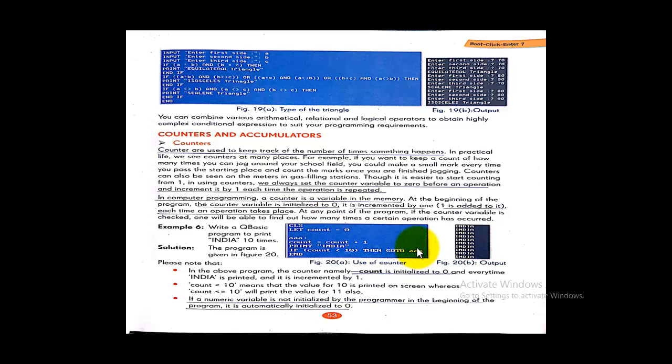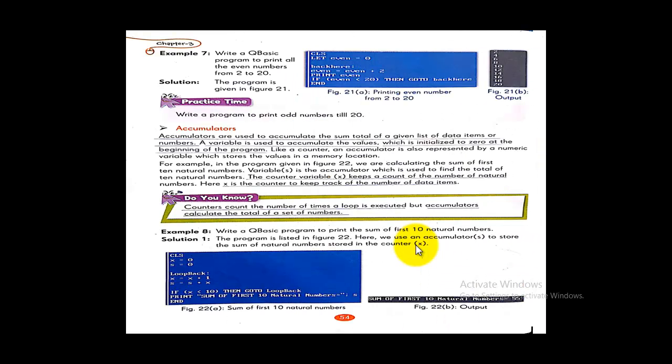Now let's see another example, that is: write a QBasic program to print all the even numbers from 2 to 20. Only even numbers are to be printed, from 2 to 20.